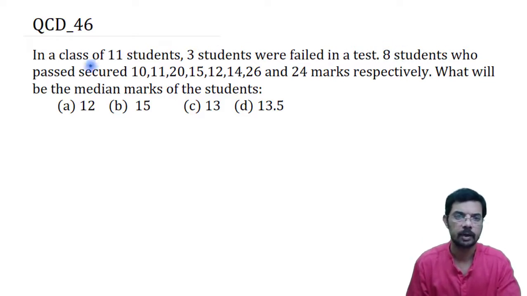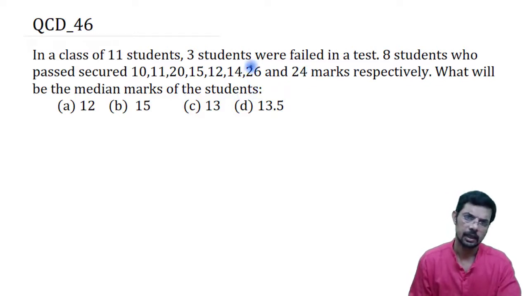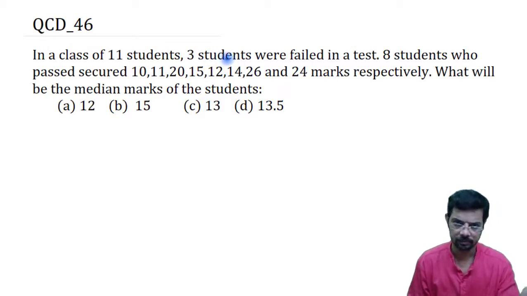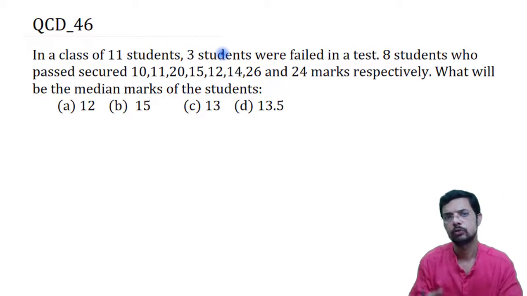Okay, 8 students who passed the exams secured 10, 11, 20, 15, 12, 14, 26 and 24 marks respectively. What will be the median marks of these students? Let us arrange them in an ascending order. We don't know the marks of the first 3 students who failed the test. Let their marks be x1, x2 and x3. Obviously they will be less than the marks scored by the students who passed.